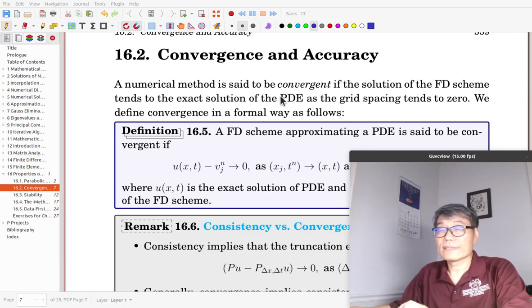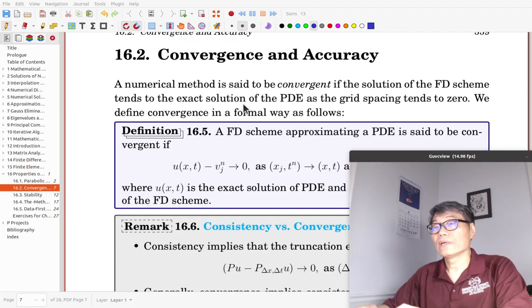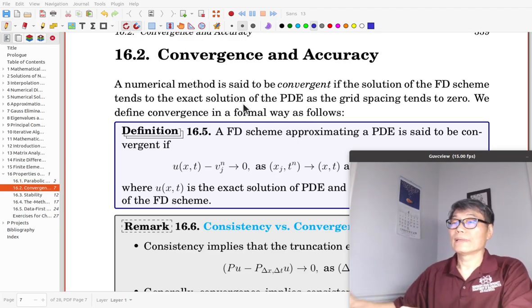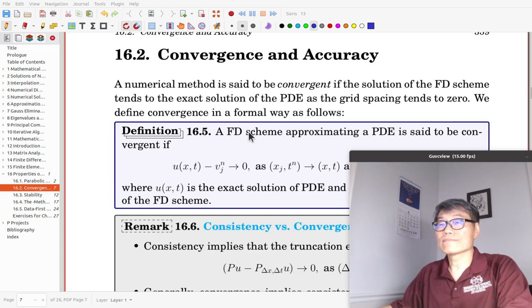Okay, it is section 16.2, Convergence and Accuracy. A numerical method is said to be convergent if the solution of the finite difference scheme approaches the exact solution of the PDE as the grid spacing tends to 0. Let's define convergence in a formal way.